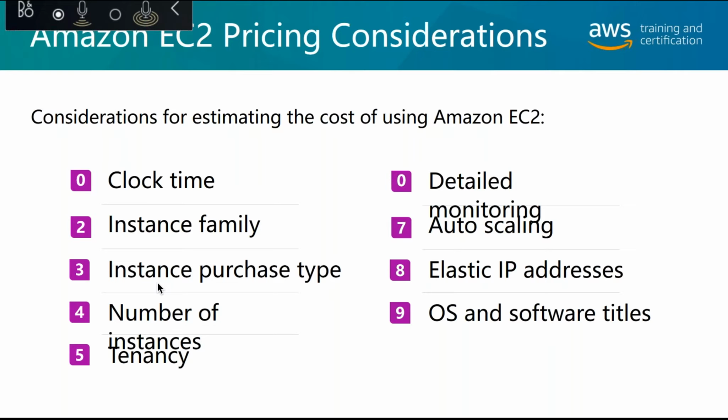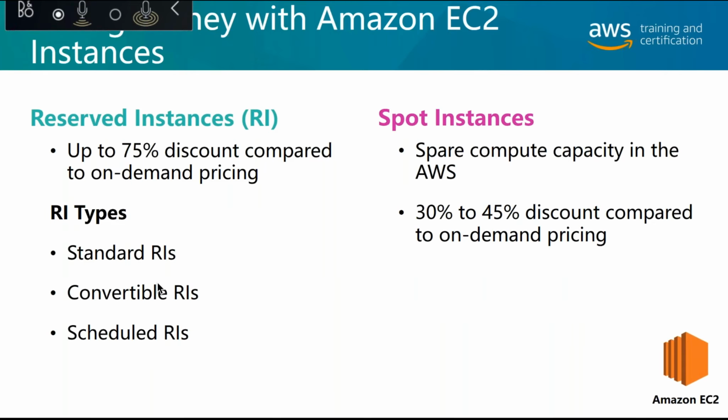And by the way, an elastic IP is a static public IP that you can attach and detach to an EC2 instance. What you want to look at in terms of how to save money is reserved instances, where you can save up to 75%, and under reserved, you can have standard, convertible, and scheduled. And then you can have spot instances, which is spare compute capacity in AWS. Those are also heavily discounted.